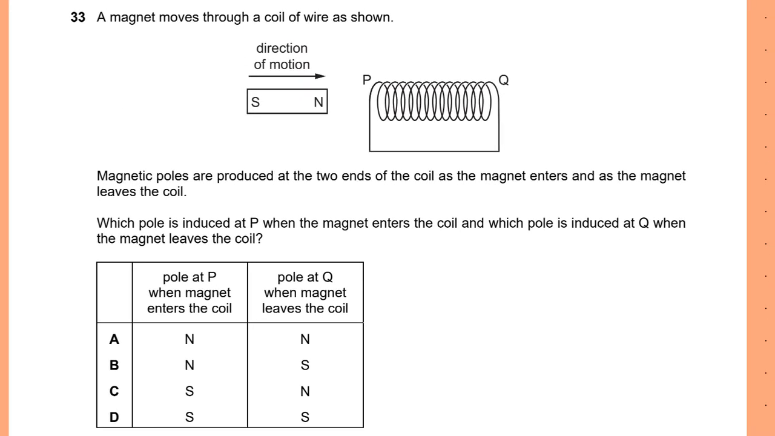33. A magnet moves through a coil of wire as shown. So this is moving in. Magnetic poles are produced at the two ends of the coil as the magnet enters and as the magnet leaves. Which pole is induced at P when the magnet enters?